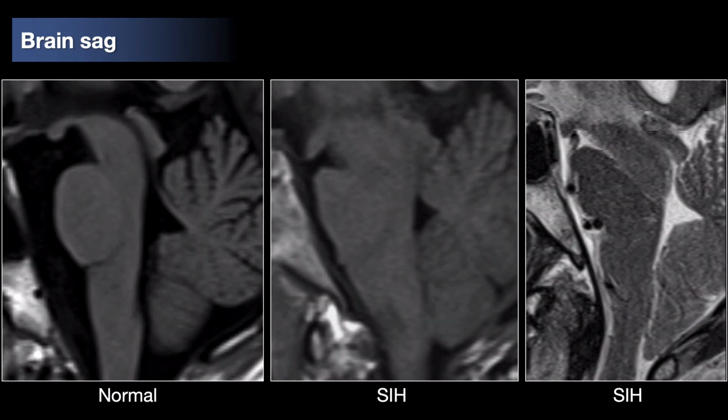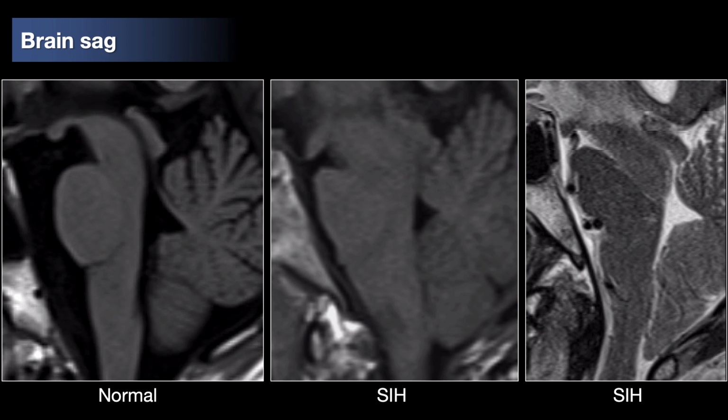Now, to show you brain sag compared to normal, normally we should see a nice convex superior profile of the midbrain. Here we can see it appears indistinct and it looks flattened. Here it looks even dorsally displaced. If we draw an imaginary line along the optic chiasm and the floor of the third ventricle, you can see that that should normally be upward sloping. In SIH, that line becomes flattened and may even be downsloping.